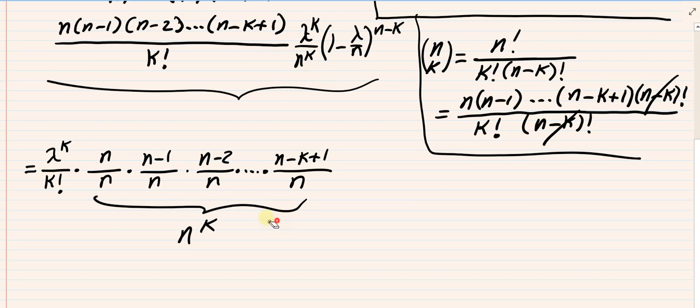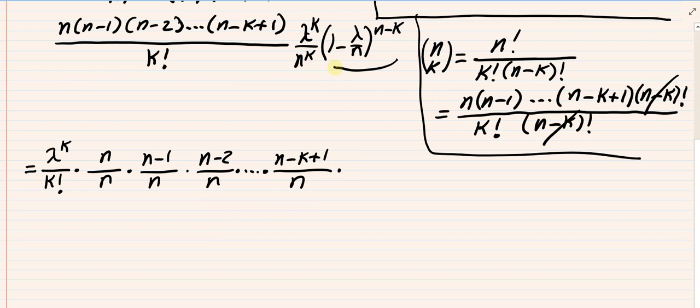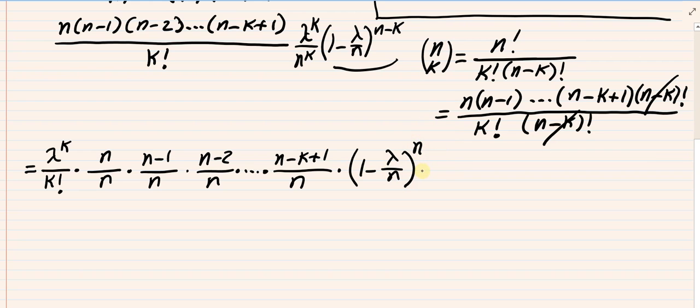Also, let's rewrite the 1 minus lambda over n to the power of n minus k. I'm going to write it as 1 minus lambda over n to the nth power, times 1 minus lambda over n to negative k. And that takes care of that factor.